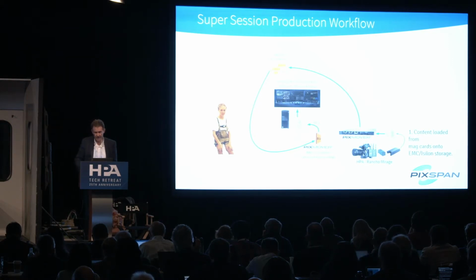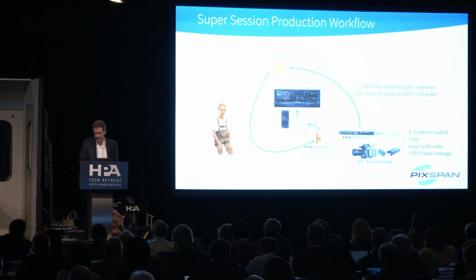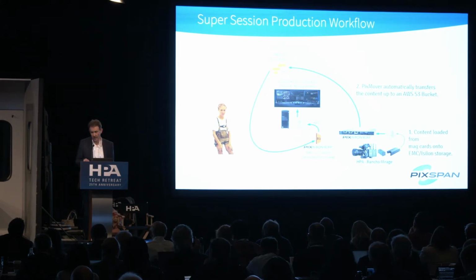We have data loaded on Isilon. It was loaded by the ColorFront box. Once it hits that ColorFront box, it's going to Pixspan's PixMover box, and that's taking care of uploading it to the cloud. So we have the ability to do an automatic upload to the cloud. We can also do it manually, and it can be done in automation with things like REST APIs or webhooks as well.